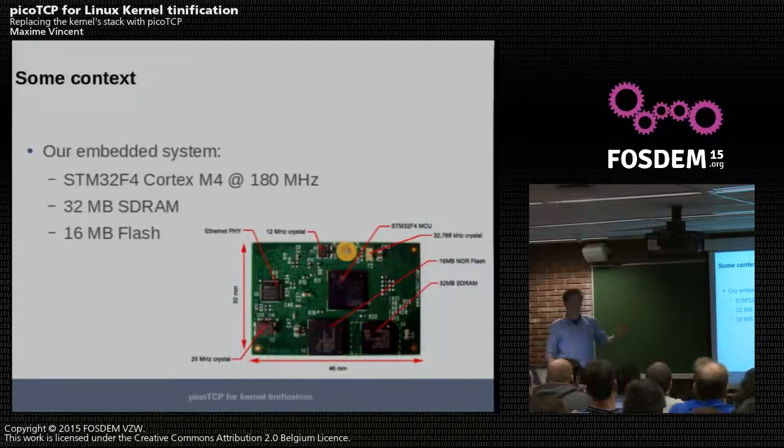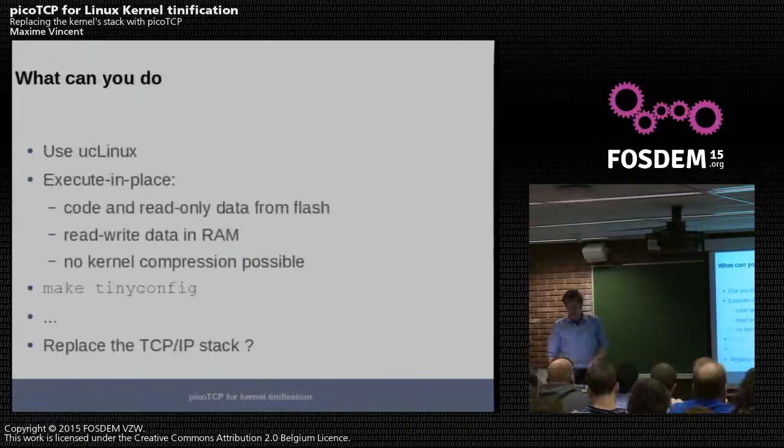And the Cortex M4 is a microcontroller that you would usually run bare metal or with a small real-time operating system on it. Here we're going to run the Linux kernel on it. What can you do to run Linux comfortably on this kind of boards?